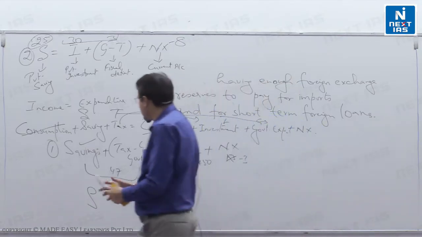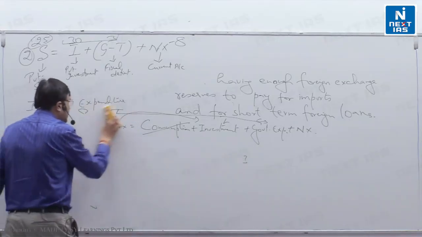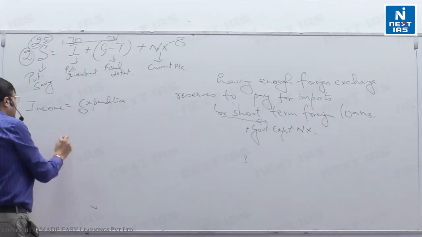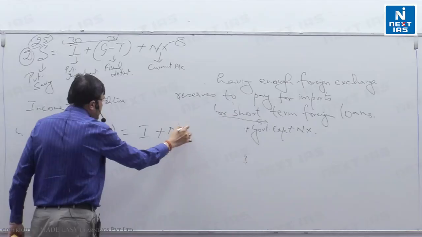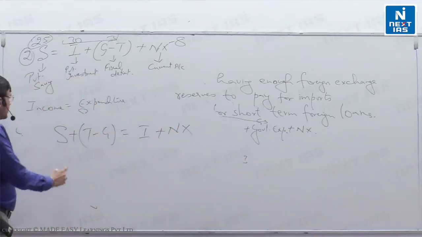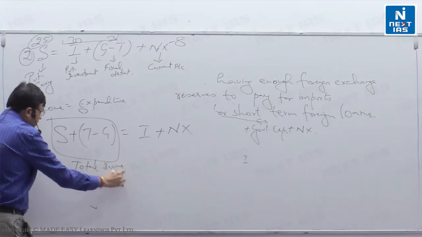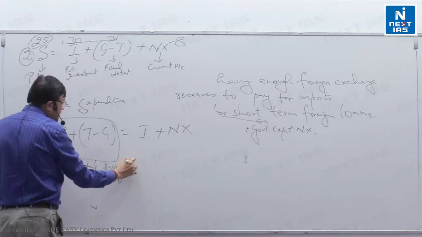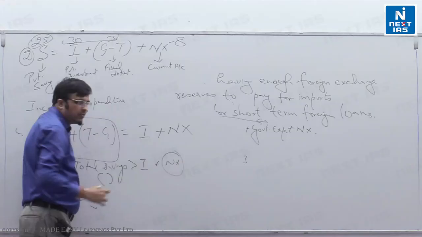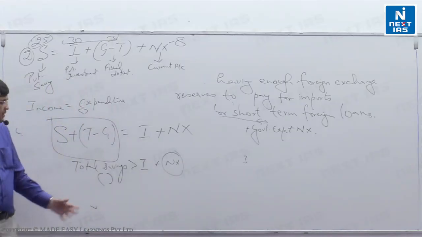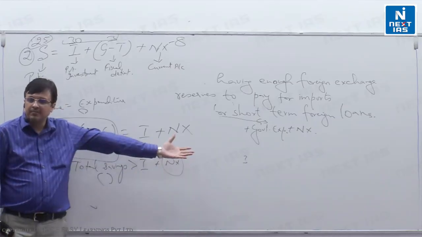Interpretation of the first equation is this. Suppose I write it for you: private saving plus government saving is equal to investment plus net exports. All right. So if your total savings in the economy are greater than investment, then you have something surplus left for exporting to the world. You understand that? If I have 100 rupees of savings and my investment need is 80 rupees, then 20 rupees is what I can give to the world.